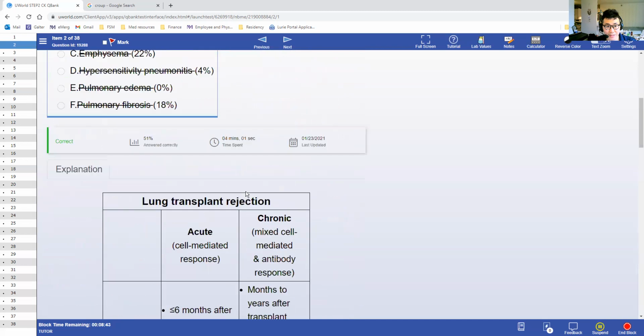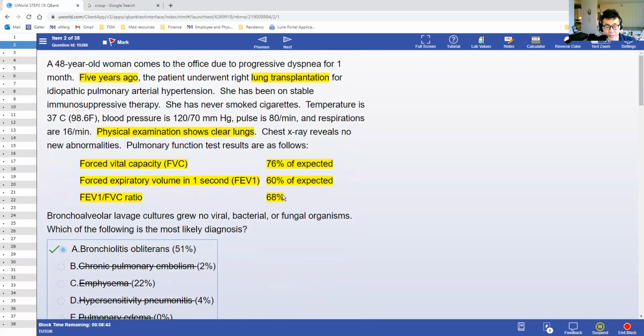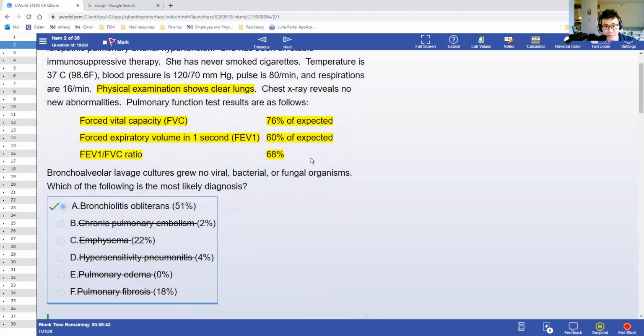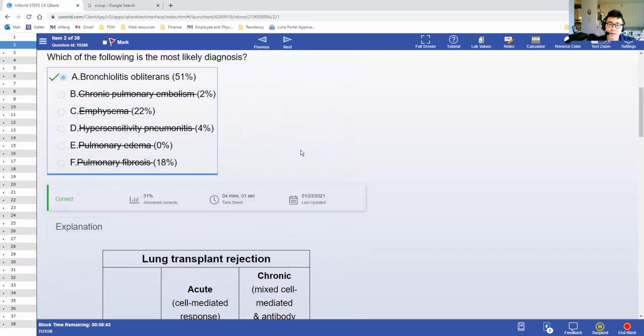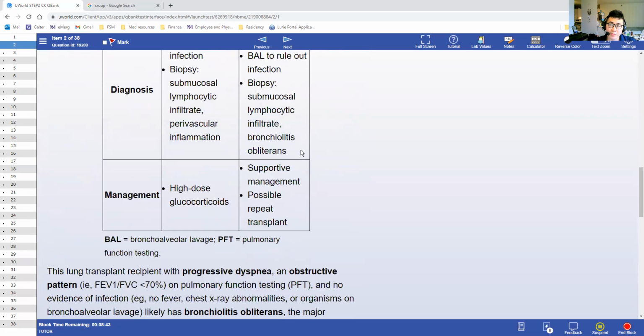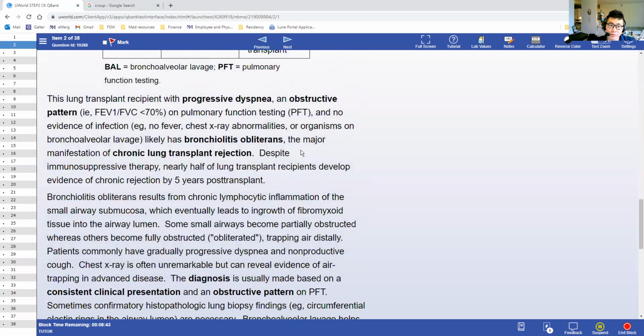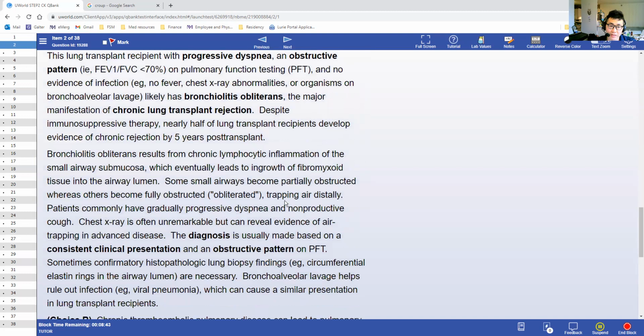This is a pretty classic obstructive pattern you see here, especially with the FEV1 FVC ratio. That's going to be a pretty high note for the exam. It tends to be, for obstructive diseases, I think 80, 75, or it's less than 80%. In obstructive disease, this ratio is low, and in restrictive disease, that ratio should be normal or even slightly elevated.